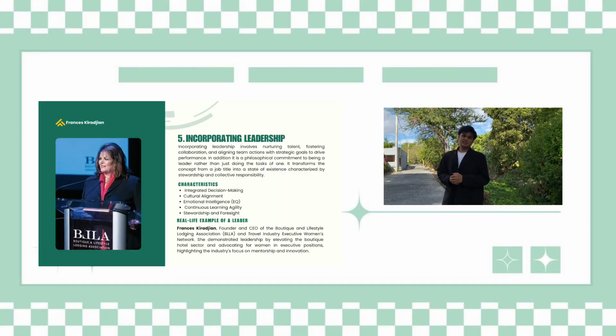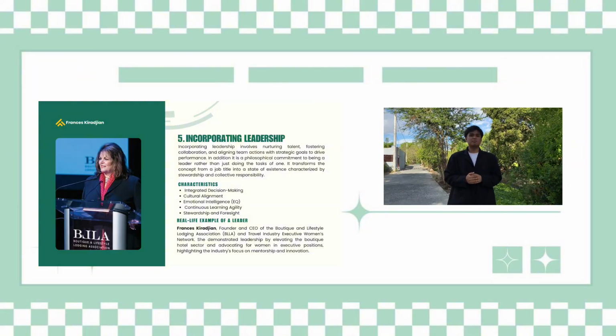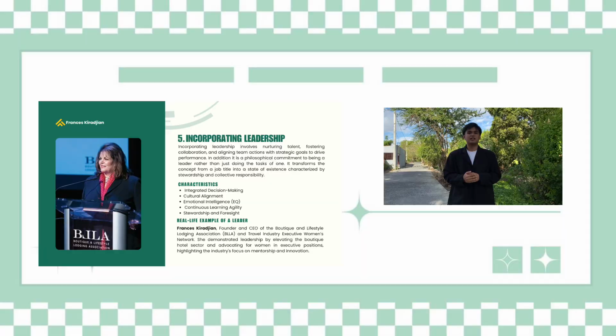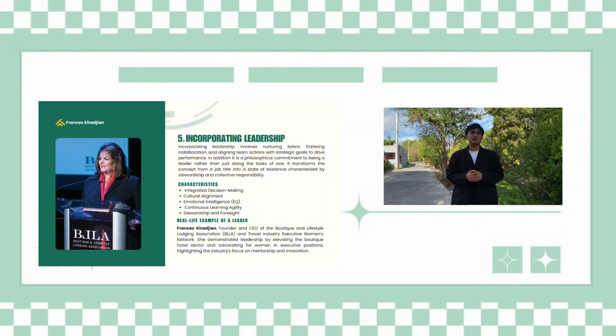Now let's look at its characteristics. First is integrated decision making. It means the leader considers ideas from the team before making decisions. Second is cultural alignment. The leader makes sure that the team shares the same values and goals. Third is emotional intelligence, or EQ. This means understanding people's feelings and managing your own emotions.